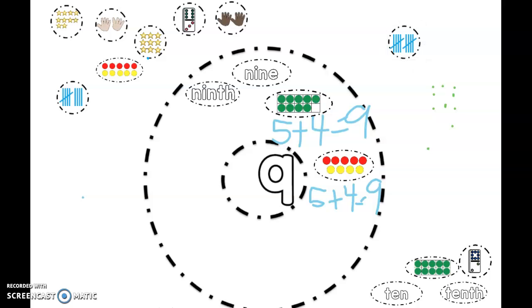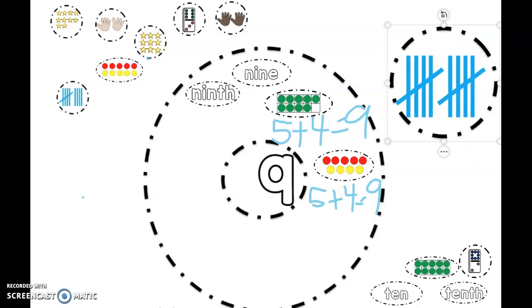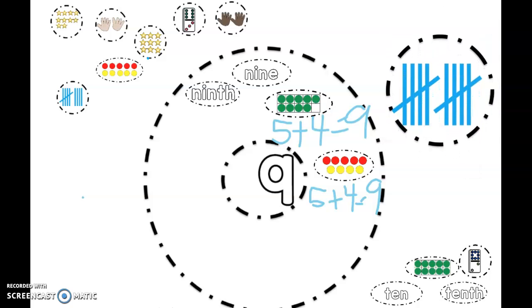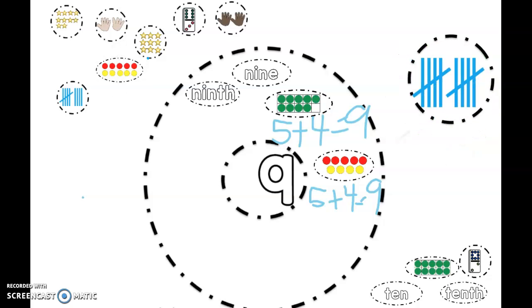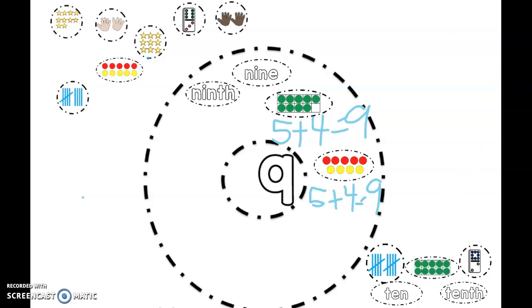Ooh, look at this funny thing here. Look at my tally marks. Ooh, what do you notice about my tally marks? They both have diagonal lines. So I have a group of 5 and another group of 5. That means I can count by 5s. 5, 10. I have 10 tally marks. Do I want 10? No, I don't. Too many, so I'm going to move it to the bottom.